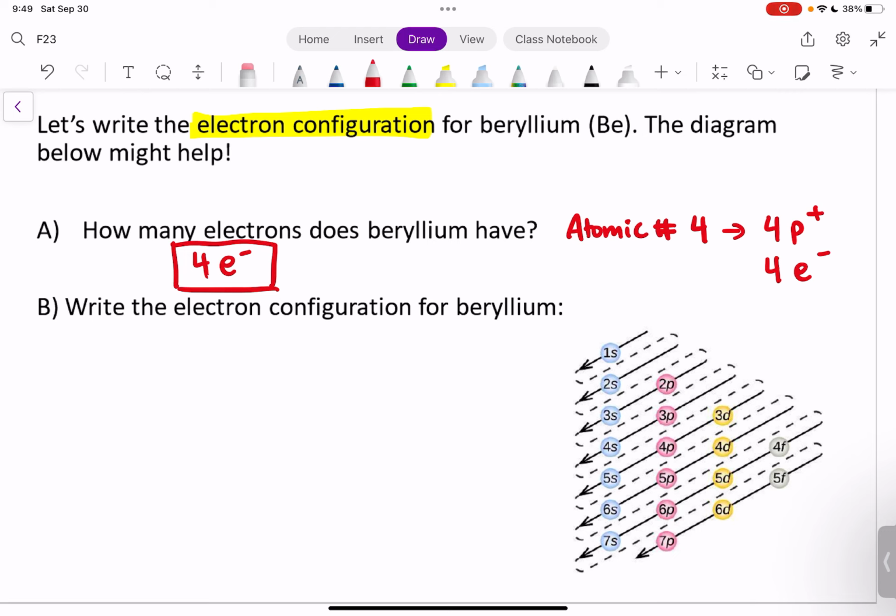So it's great to know how many electrons beryllium has, but as chemists, we often want to know where those electrons are in an atom, because that dictates how that atom is going to react and if it's going to want to bond with other atoms. So let's go ahead and write the electron configuration for beryllium. Our first energy level is always going to be 1, and we're always going to populate that lowest energy level first. What's the only subshell in our first energy level?